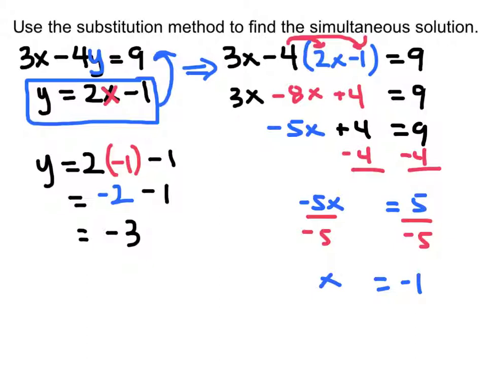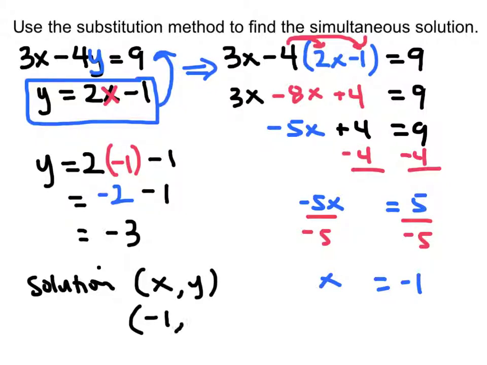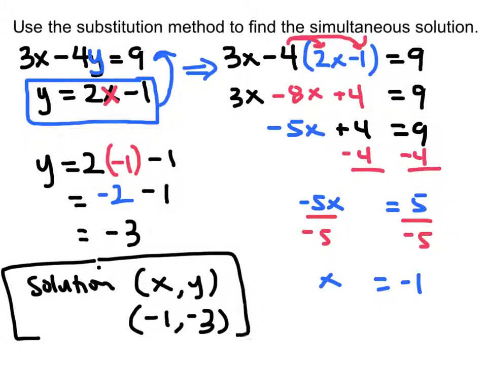So the simultaneous solution, always write it as an ordered pair. The solution will be negative 1, comma, negative 3. And that is the solution to our system.